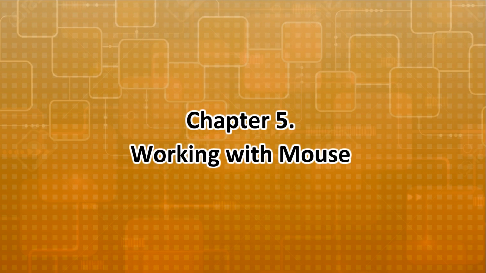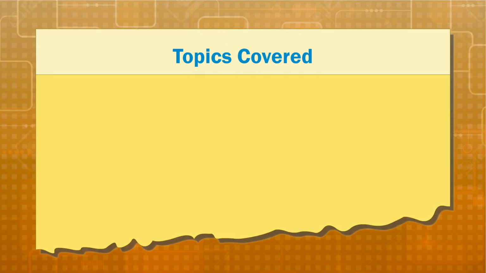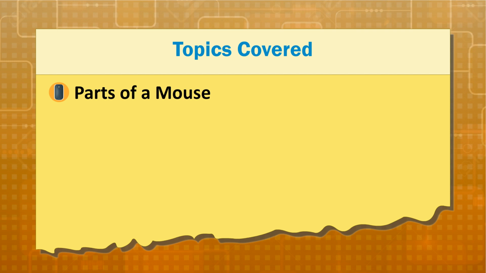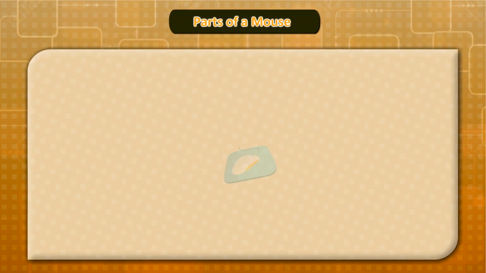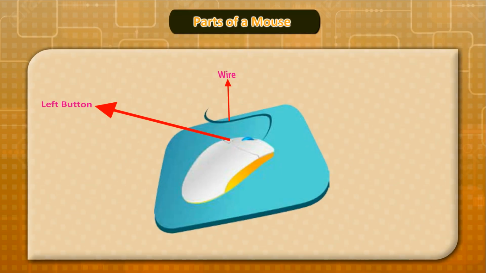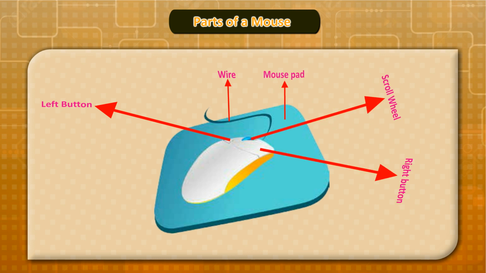Chapter 5 Working with Mouse. Topics covered: Parts of a mouse, mouse pointer, how to hold the mouse, using a mouse. Parts of a mouse: left button, wire, mouse pad, scroll wheel, right button.